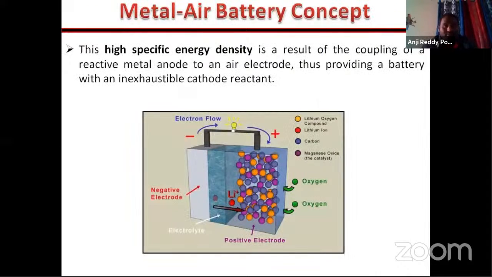Next, the metal air battery concept. Why do we have to use this concept? That may be lithium air, zinc air, or magnesium air batteries. Because high specific energy density is the result of coupling a reactive metal anode to an air electrode, thus providing a battery with an inexhaustible cathode reactant.